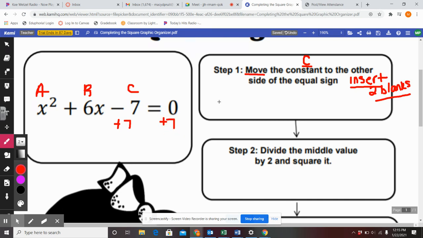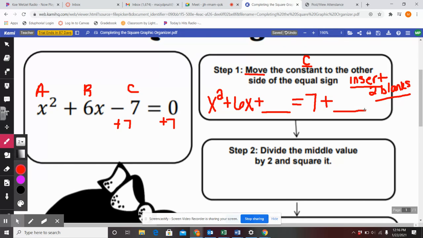So over here, it's going to be x squared plus 6x. Here's where my first blank is going to go. I'm going to put plus blank equals. My 7 is now over here. I'm going to put 7 plus blank. So we're going to move the C value and we're going to insert 2 blanks.